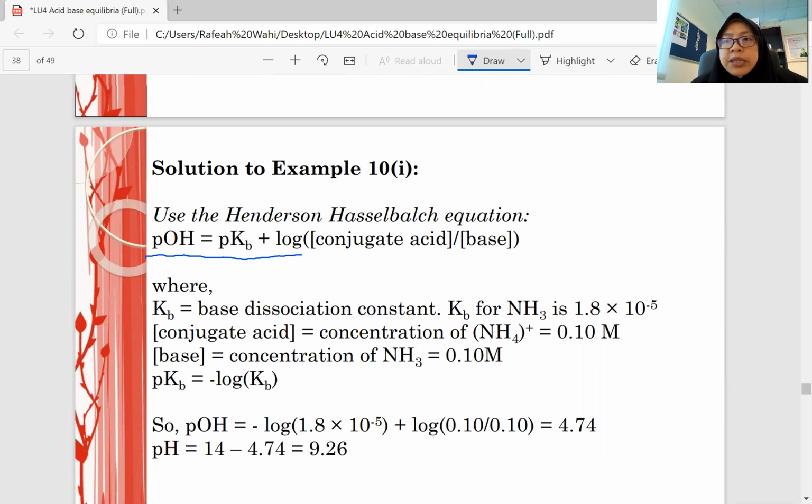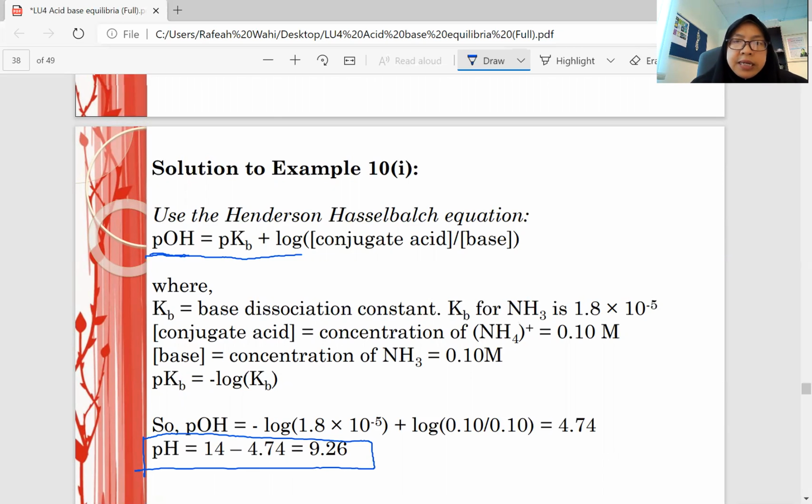It's just that you have to take note of what the question is asking you, whether it is asking you the pH or the pOH. So either using the pOH expression or the pH expression, the final answer should consider what is asked. If you use pOH, at the end of the calculation you need to convert the pOH into pH, by using pH equals 14 minus pOH.